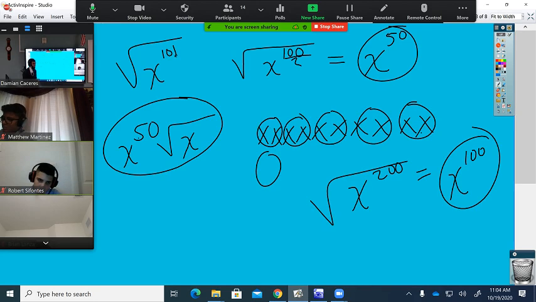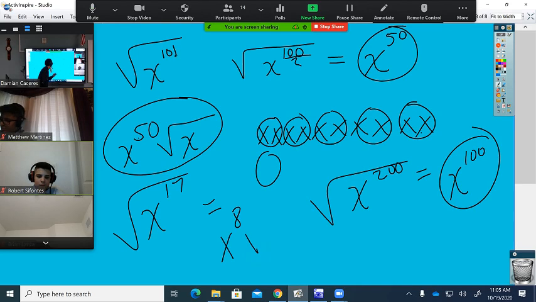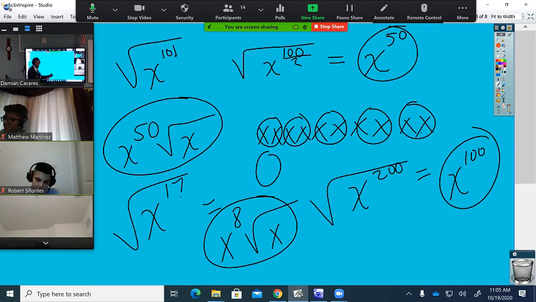You get it? So like x to the 17th. Square root of x to the 17th. Divide that by 2, you're going to get x to the 8th power, but that will be only 16. There's 1 left over. Does that make sense? So the letters don't change it.